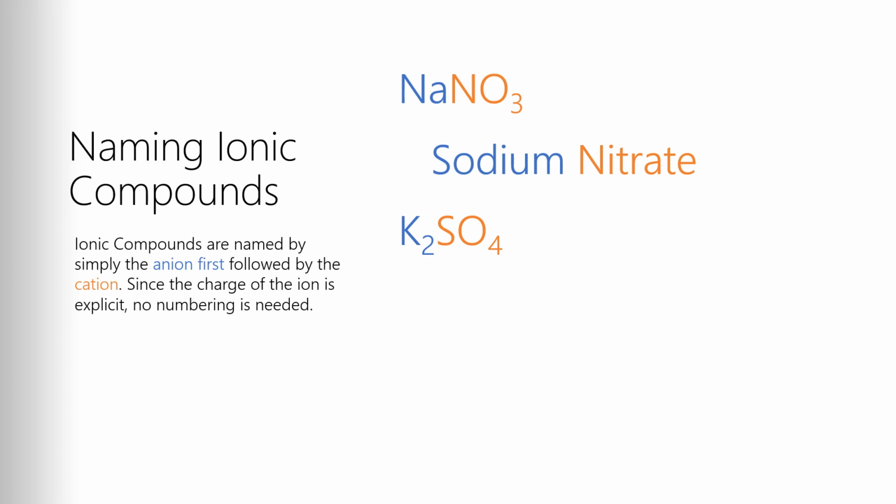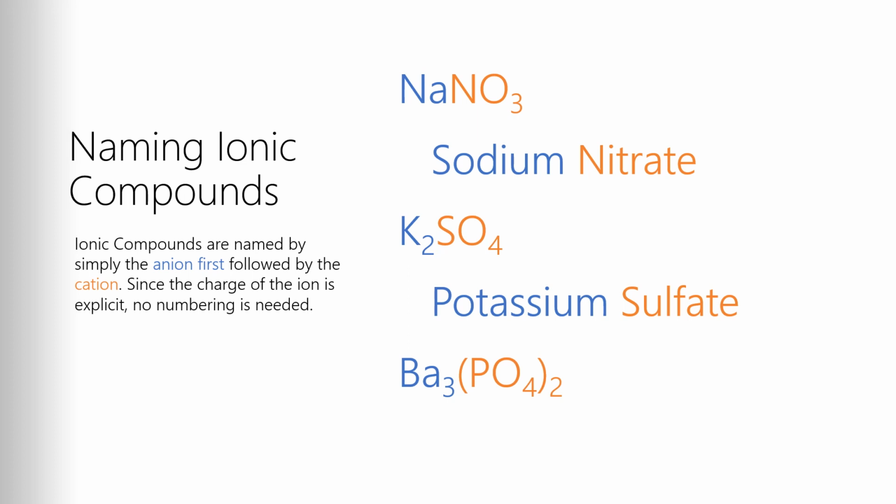Going down, let's look at this one. Potassium +1, sulfate -2. But I just name it potassium sulfate because by the name, potassium is +1, sulfate is -2. By definition, it has to equal 0 charge. So I'm going to need 2 potassiums for 1 sulfate. So K2SO4. Same thing holds true here. Even though I need 3 bariums and I need 2 phosphates, it still gets the name barium phosphate.